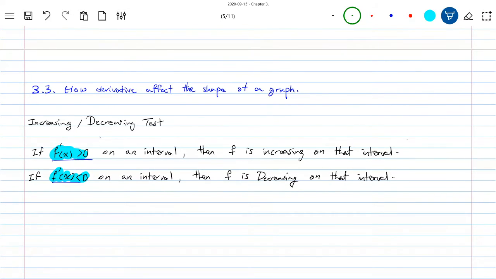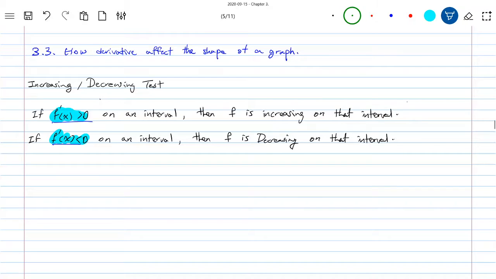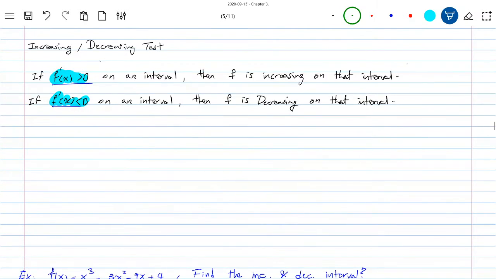Welcome back. Let's talk about the effect of the derivative on the shape of the graph, section 3.3. First, let's focus on the increasing and decreasing test. The increasing and decreasing test uses the derivative to exploit the behavior of a function.